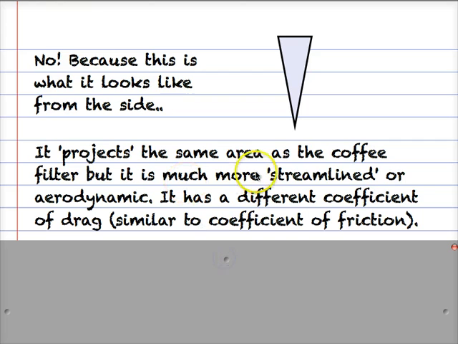It projects the same area as the coffee filter. So it has a circle facing towards the air. It's the same projected area. But it's much more streamlined, or aerodynamic we might say, if we were talking about cars or aeroplanes. Because of its aerodynamic shape, it's got what we call a much lower drag coefficient, which is very similar to a coefficient of friction.